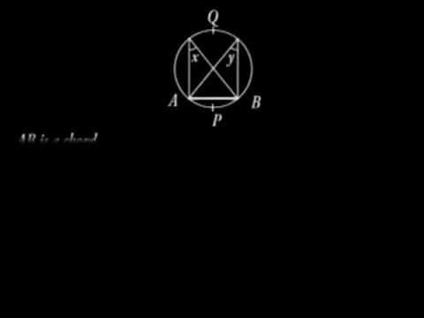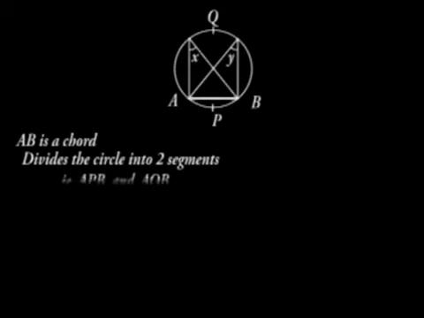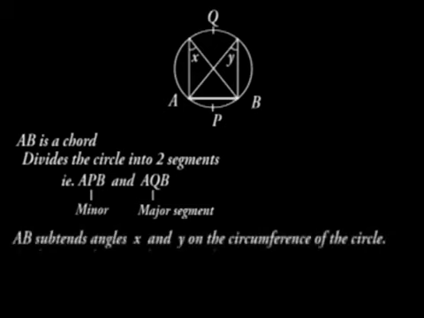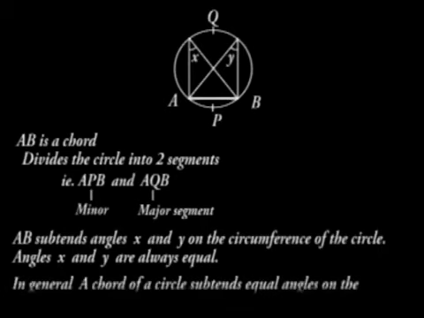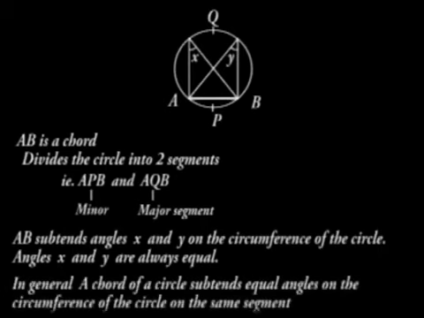AB is a chord. It divides the circle into two segments, that is APB, which is the minor segment, and AQB, which is the major segment. AB subtends angles X and Y on the circumference of the circle. Angles X and Y are always equal. In general, a chord of a circle subtends equal angles on the circumference of the circle on the same segment.